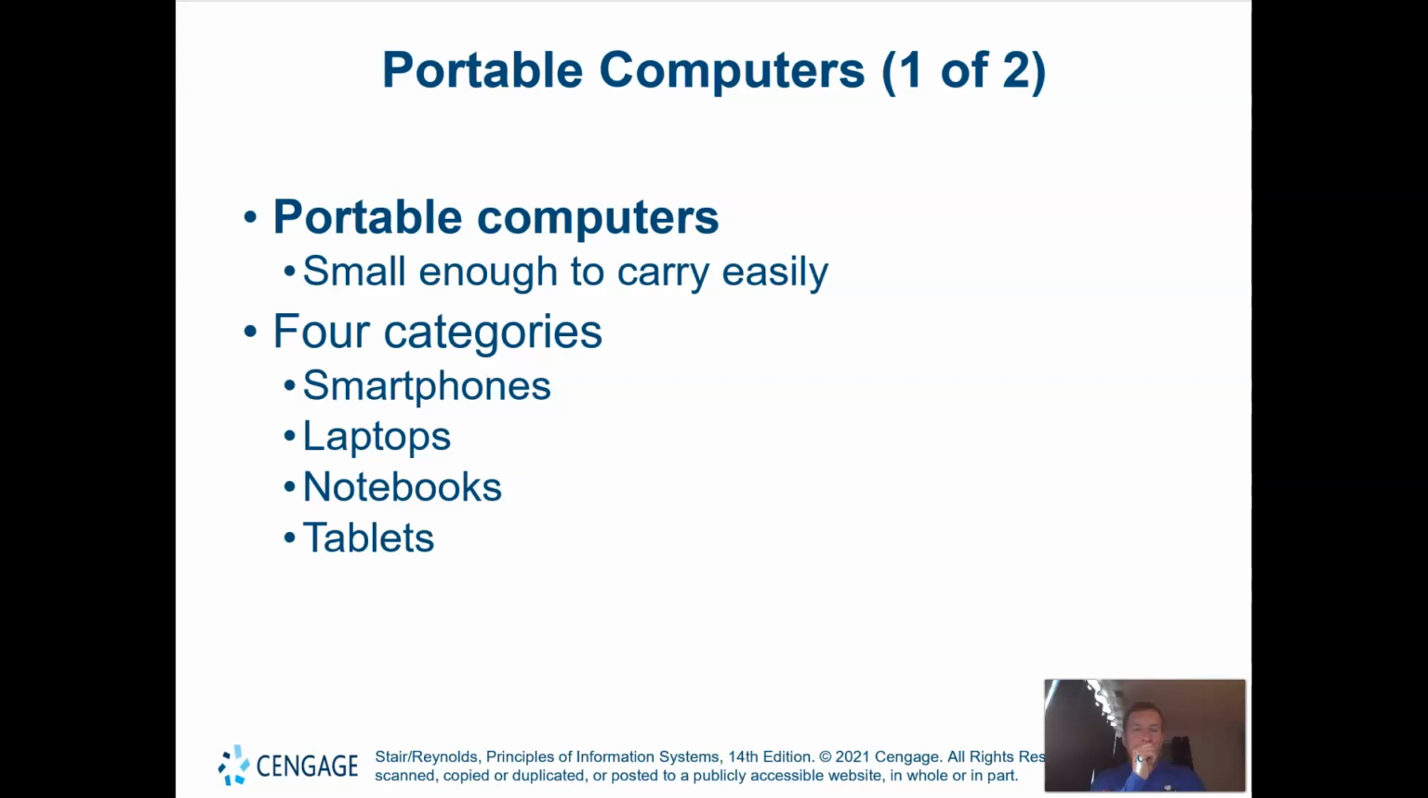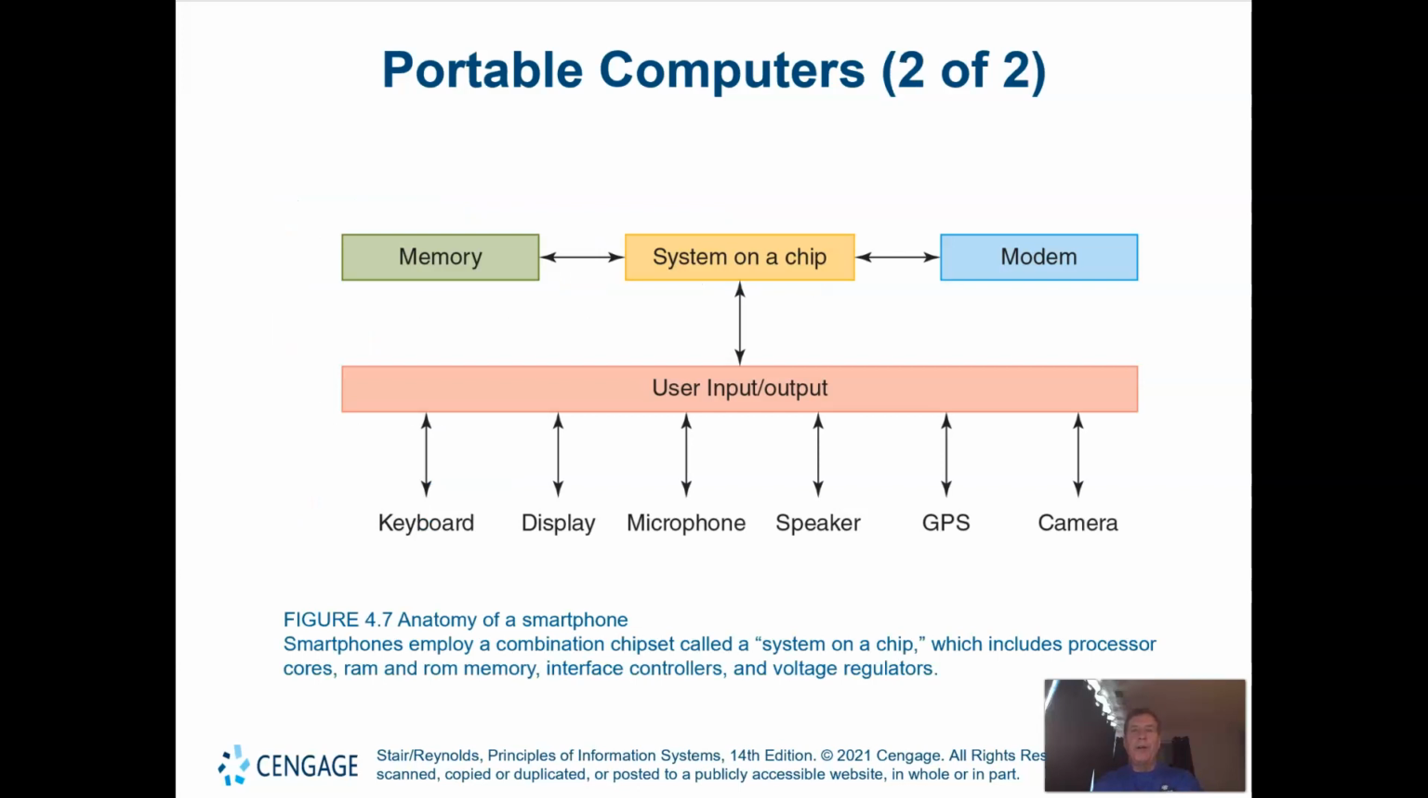So, speaking of smartphones as a personal computer, let me jump to this figure here. This illustrates how smartphones employ a combination of chipsets, and this is called system on a chip. It includes your core processor that we talked about earlier, RAM, that random access memory, that volatile memory that we talked about, and ROM, that read-only memory, like your BIOS might have as your computer boots up. It might have some interface controllers and voltage regulators, is how this would work.